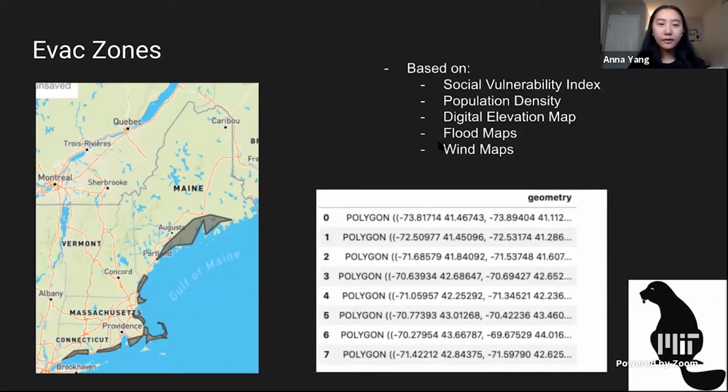So taking into account the previous map analyses, including the flood map, wind map, and SVI, we determined the appropriate evacuation zones, which will be used by the people being affected by Hurricane El Jefe. This data is graphed using polygons, and each row corresponds with each evacuation zone.